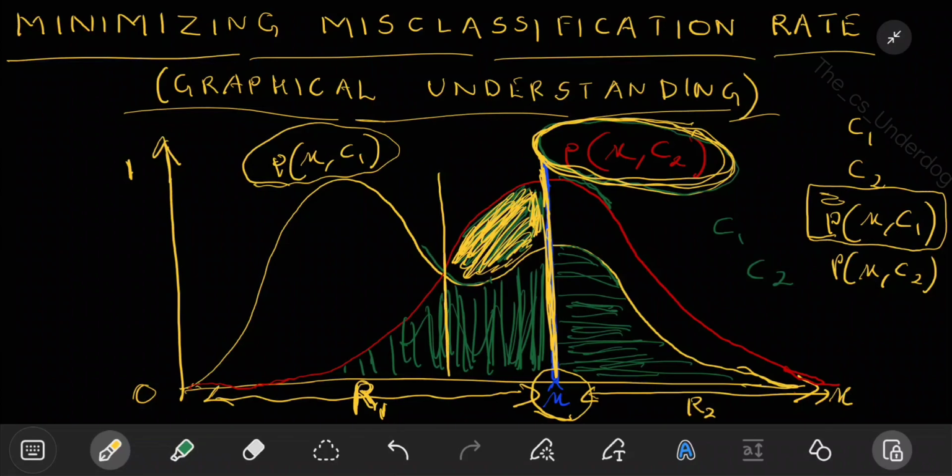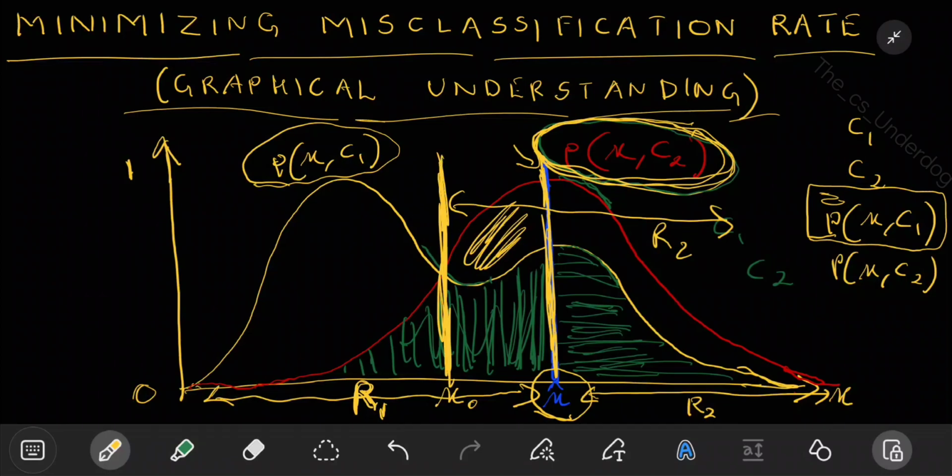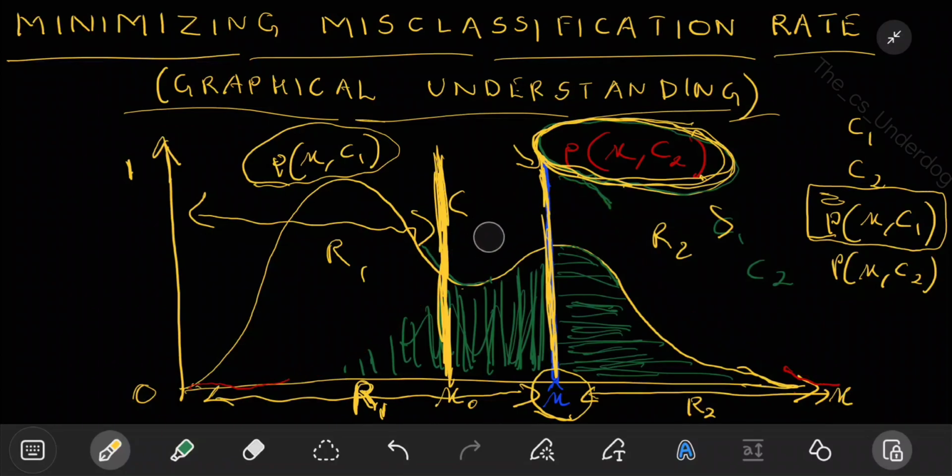If you move it to this point, what will happen? Let us mark it as x0. If I move this decision boundary to this point, this area, this misclassification, will go off. This area is no more misclassified because now these points are all marked as R2. Whatever is to the right of this decision boundary is marked as R2, and whatever is to the left is marked as R1. This particular area is correctly marked as R2 because it comes under P of x|C2, and you are marking it R2 because your decision boundary is here, which means you have saved these points from being wrongly classified. Oh, I removed that as well. Okay, I'll redraw it. It was something like this.